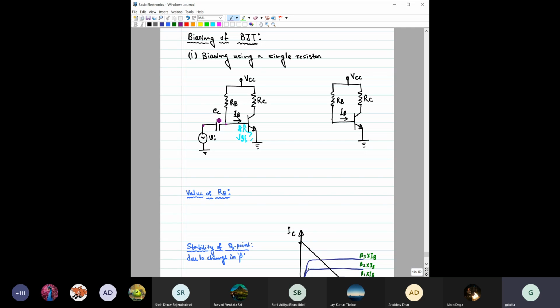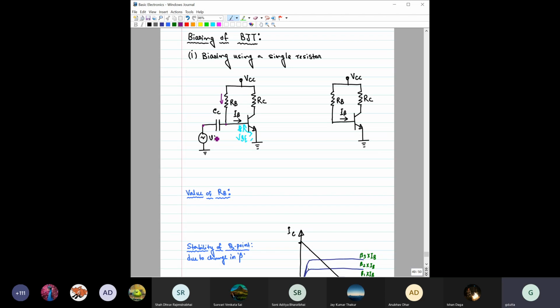Now the question is why we need this capacitor. We need it because, as we discussed earlier, we do not want any DC current to flow through this signal source, right? And to block the DC current, a capacitance is a good choice because it behaves as an open circuit in DC. So the current flowing through this RB from this VCC will not flow into this VI.